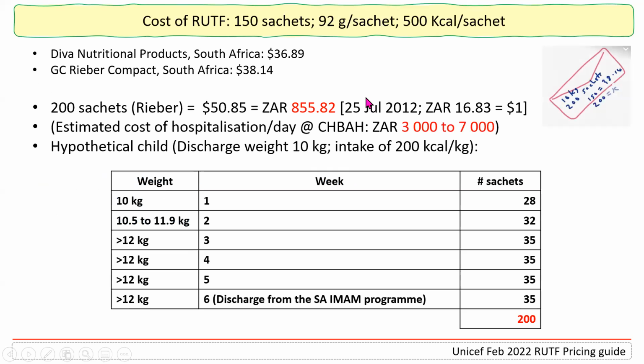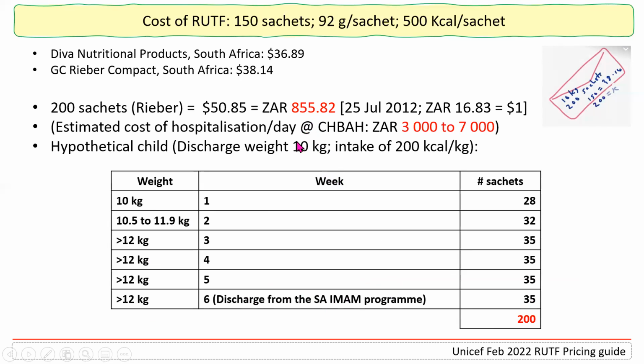People complained about the cost, so I did a quick back of envelope calculation. So these are two South African companies that actually supply UNICEF. And this is the price in dollars of a box containing 150 sachets. So as an example, if I have a child who has a discharge weight of 10 kilograms and we're feeding at 200 kilocalories per day from day one for a 6-week period, the South African IMM program usually feeds for a month after discharge. But let's just be a bit generous and talk about a 6-week feeding program with the child increasing in weight. We need about 200 sachets, which would cost about 850 or 900 Rand.